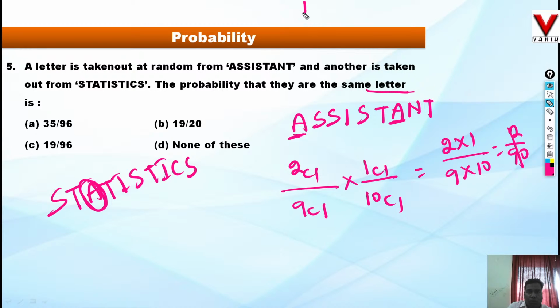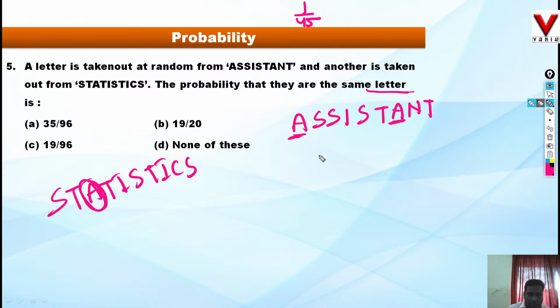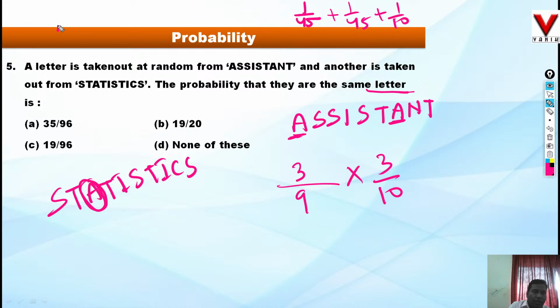Then come to the second, I. Here in assistant 1C1, 1C1 is 1, 9C1 is 9, into here in statistics 2 by 10. 2 by 90 means 1 by 45, plus 1 by 45. A done, then I done, then the rest. Then S: 3C1, S 3 by 9 and S 3 by 10. 3 3s are 9, 9 cancels, plus 1 by 10. A done, I done and S also calculated.